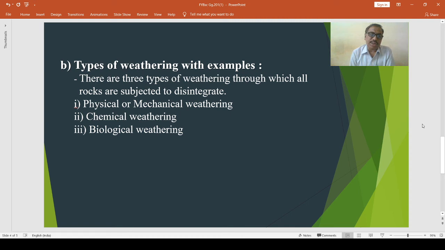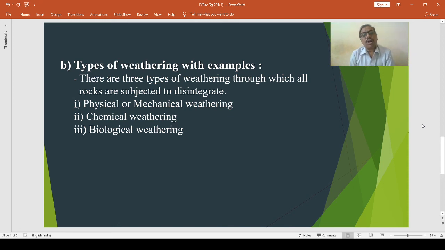The processes of disintegration of rock in mechanical weathering are described as block disintegration, granular disintegration, exfoliation, shattering, and so on. The first one is block disintegration. If the rocks are disintegrated along joints and broken into big blocks, this process is called block disintegration. Then granular disintegration. If the rocks are coarse grained, they are broken down into individual grains. They are disintegrated into smaller particles. This process is called granular disintegration.